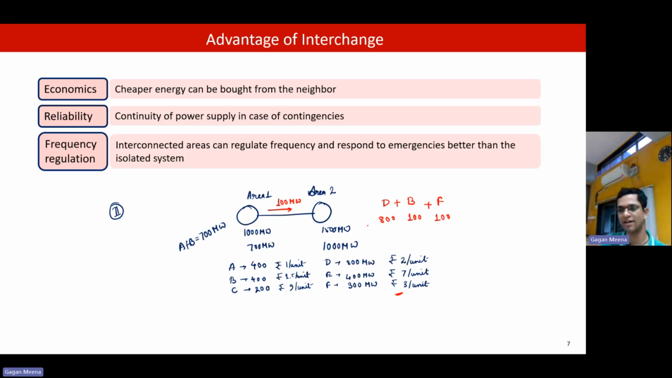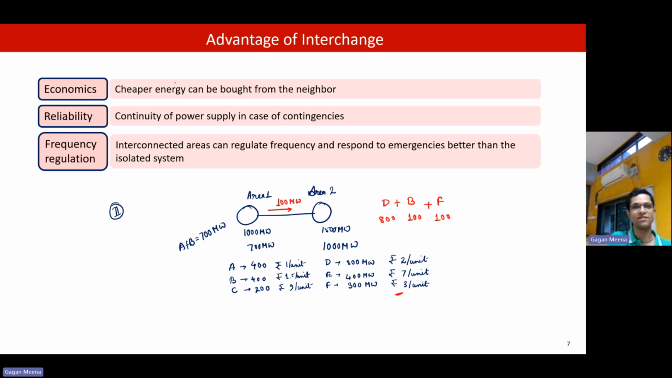Okay, so even if sufficient generation is there, in normal operation without contingency, interconnection can still make the operation economical. It can reduce the overall cost of operation. And finally we have already seen that frequency also can be regulated when there are changes in demand. If a generation-load mismatch is there in one area, then the other area can help to correct that mismatch.